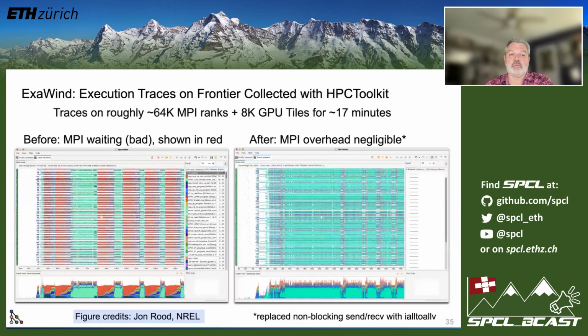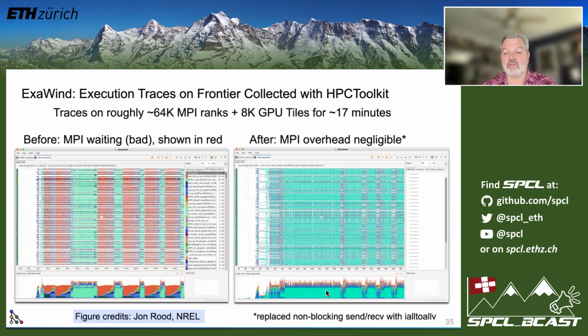So when they used HPCToolkit, they collected traces on about 64,000 MPI ranks and 8K GPU tiles for about 17 minutes. And so they were able to collect this with HPCToolkit basically by launching their application with it. And the red over here shows MPI waiting, and they were using non-blocking sends and receives. And so they identified that MPI waiting was a significant problem in their application.